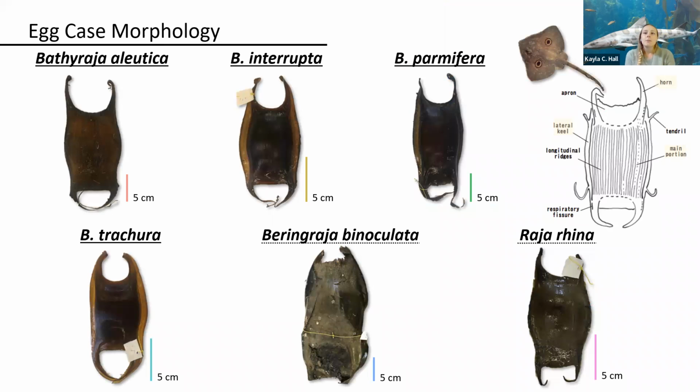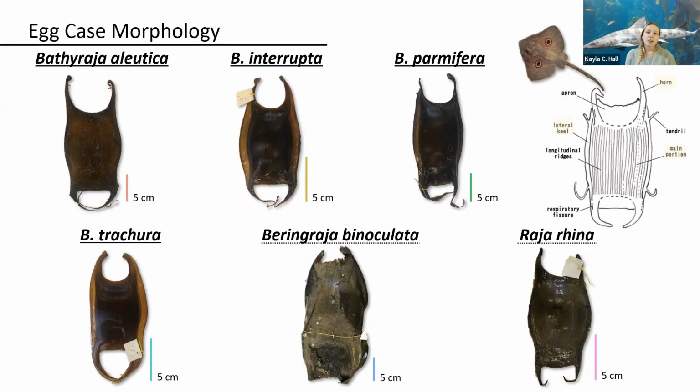While egg cases exhibit similar macrostructures, being the basic anatomy, those are the capsule, the horns, and the lateral keels, the size of the case and the morphology of these structures are highly variable. The first 4 are the baby Raja species, and these are all species from the Eastern Bering Sea. Our last 2 species, Binoculata and Rhina, are local to the Puget Sound. So these are going to be our comparison groups.